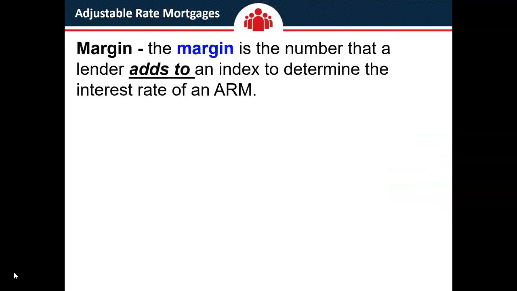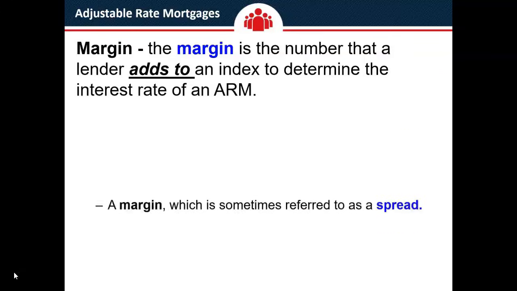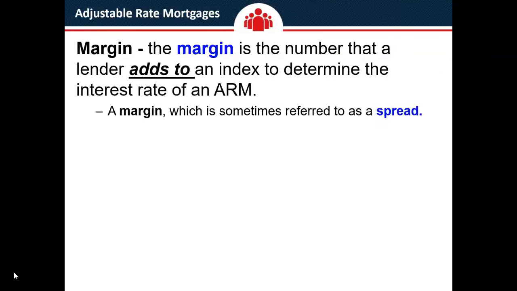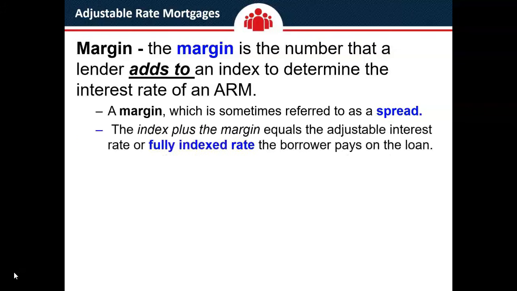Let's talk a little bit about the margin. The margin is the number that the lender adds to the index to determine the actual rate. A margin is sometimes called a spread. It's actually the profit that the bank makes. The index plus the margin equals the fully indexed rate. You'll hear me say that over and over.